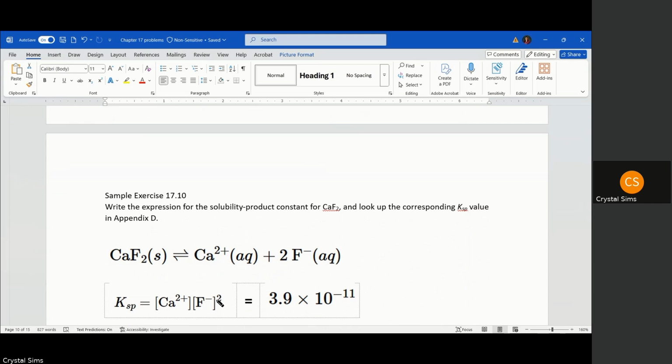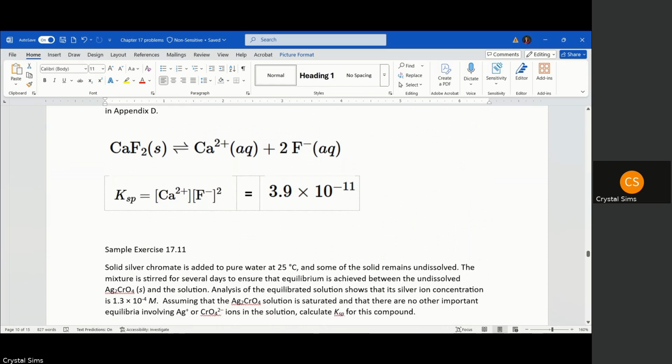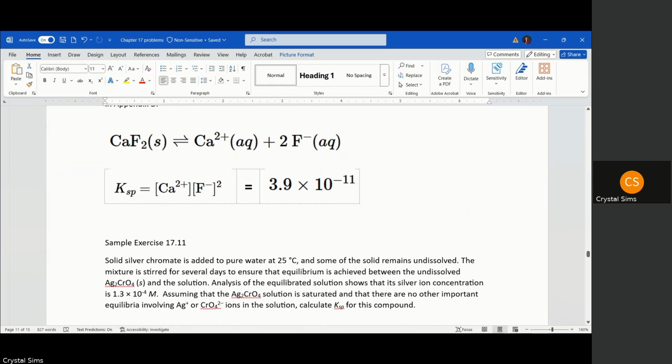So what does the solubility product constant tell us? Well, it's basically looking at how soluble this substance is in water. Now we can also use these expressions and look at calculating our Ksp from what we observe in the solubility.